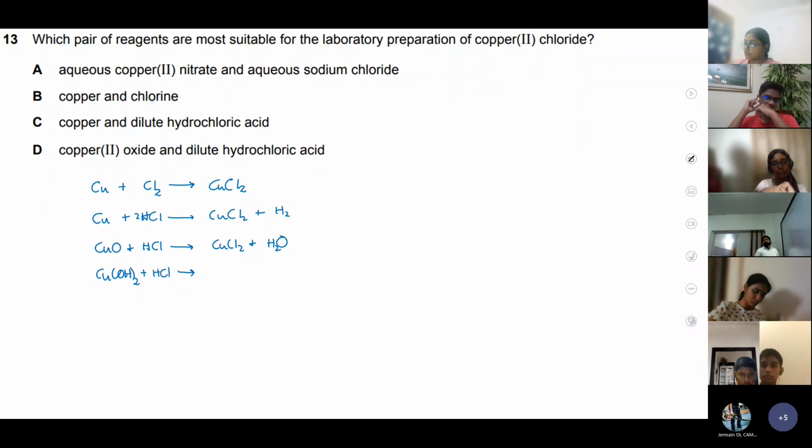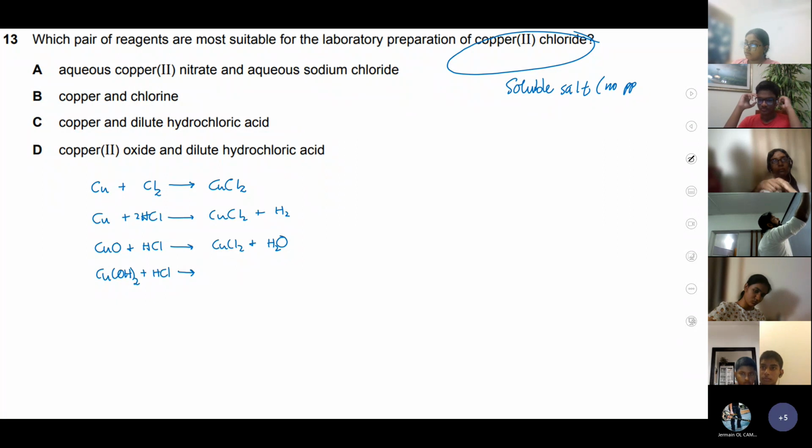Wait. So what is the first and the golden rule in salt preparation? Check the solubility of the salt. I'm sorry, I forgot to tell you. So that's the first thing we have to do. This is a soluble salt, so no precipitation. Then we have to go for these reactions. So you decide it should be copper chloride and water.